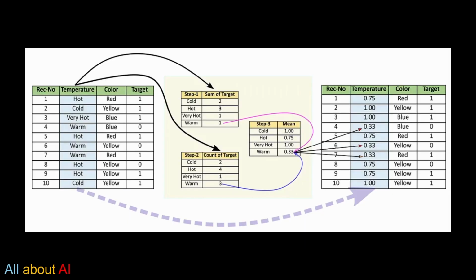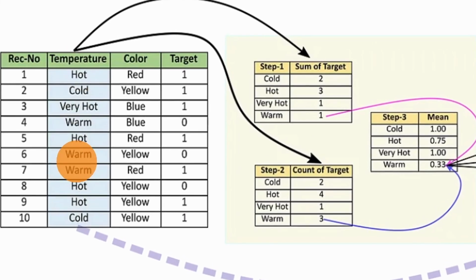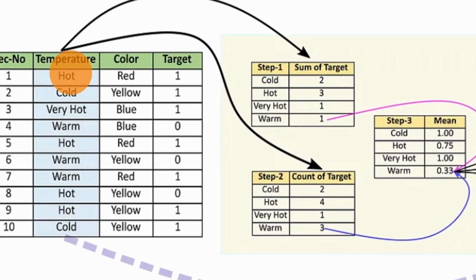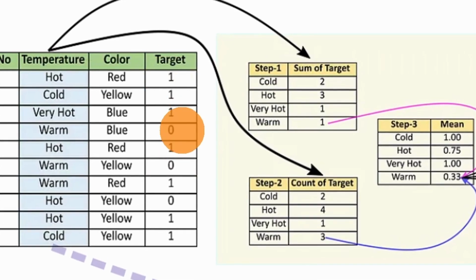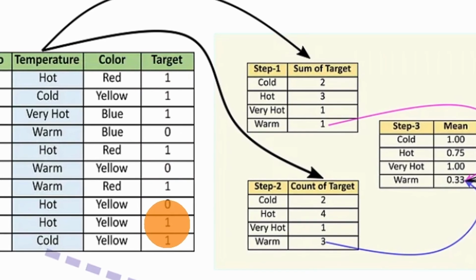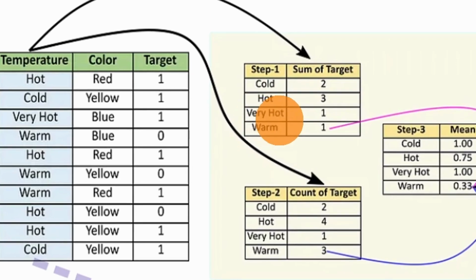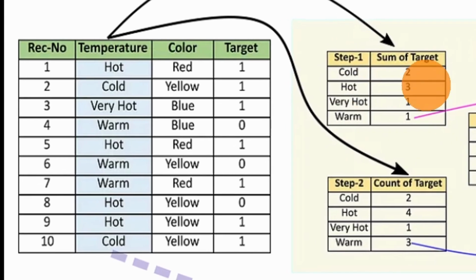Now let me explain this with our example, where we have two variables, temperature and color, and the target. Here I'm explaining with the temperature variable. First, temperature has 4 categories: cold, hot, very hot, and warm. If you take the sum of targets, for hot the target is on here 1, 2, and 3. So that's why hot has 3. Similarly, cold has 2, very hot has 1, warm has 1. So this is the sum of the target.